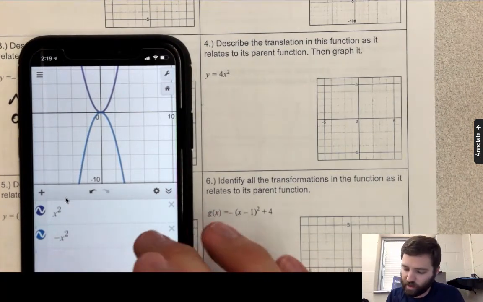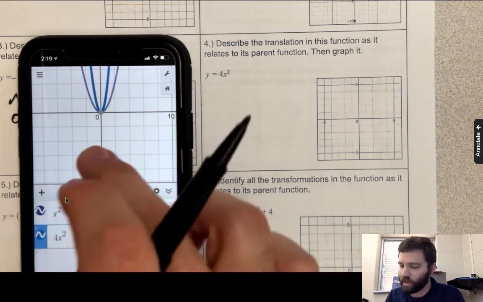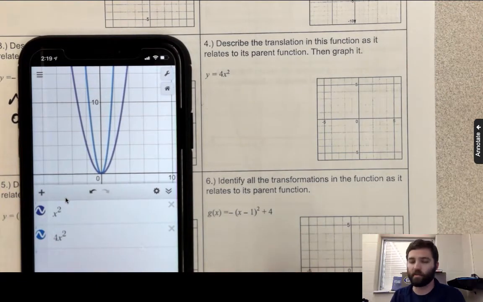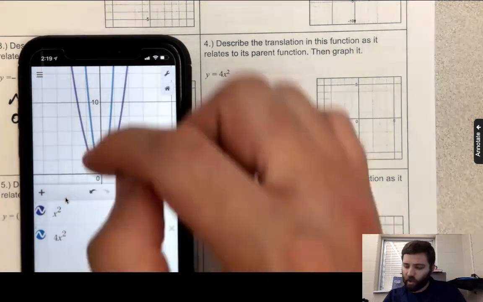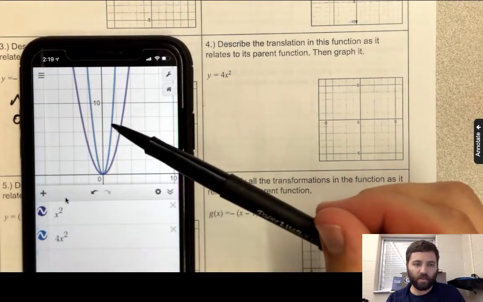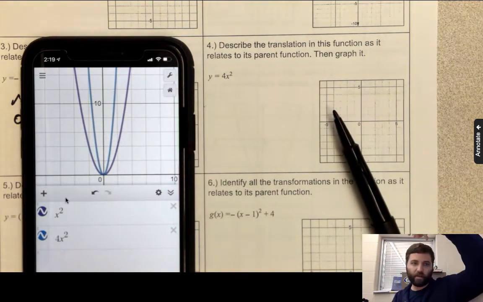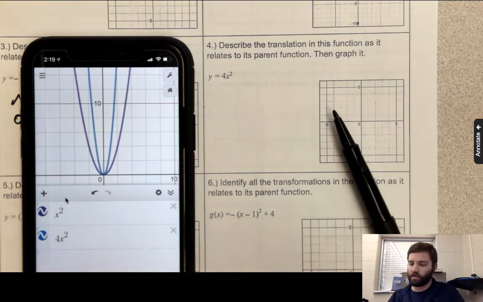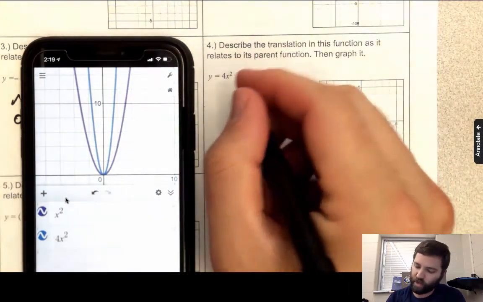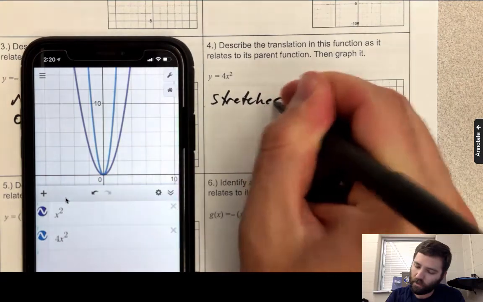Again, x squared is our parent function. We're going to switch this over to 4x squared. And what that'll do is it will stretch it vertically. Look at the purple graph, which is x squared, compared to the blue graph, which is 4x squared. You can see it's almost like you took the purple graph and you just pulled on it, and it got narrower. Okay, so we would say that this has been stretched vertically.